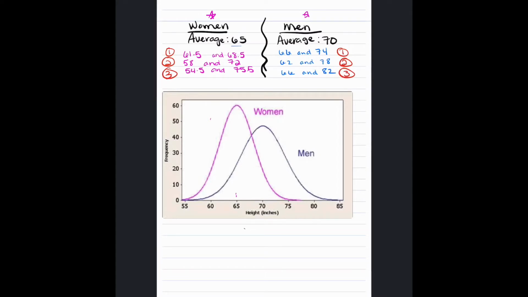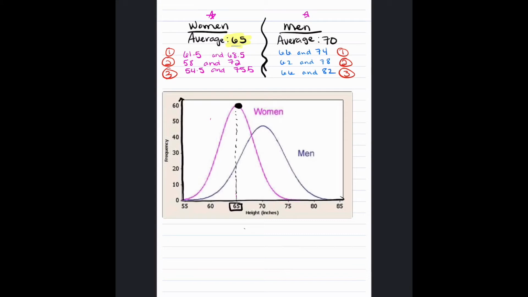Okay, so let's go ahead and take a look at the graph. We can see that the x-axis on the bottom represents the height, and the y-axis represents frequency, which is basically how often it will occur. If we look at this curve, I'm going to first start with the women's curve. I can see that this is my highest point here, and notice that's the women's average height. It's at 65, and that's what we said the average height for women was.